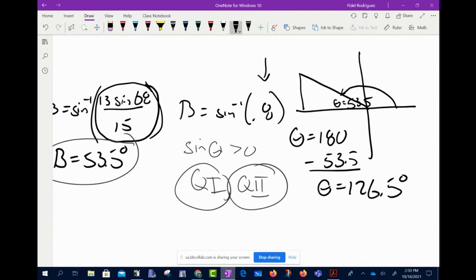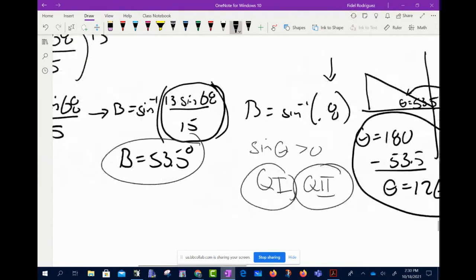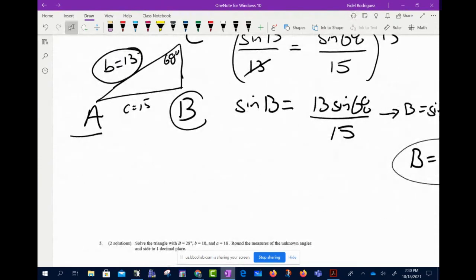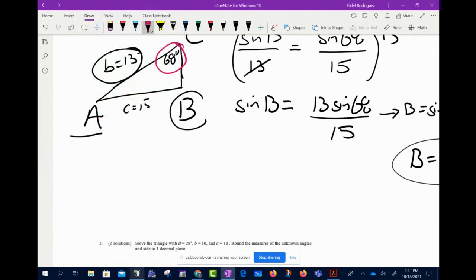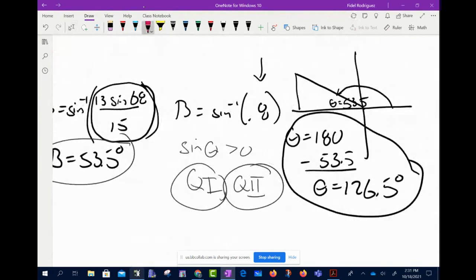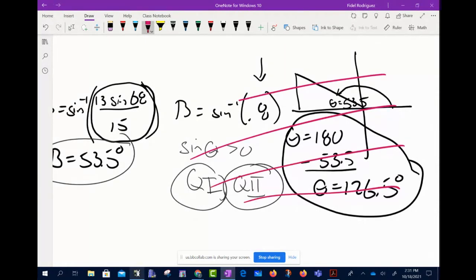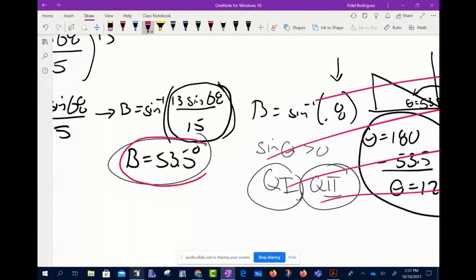And so I might say, hey, look, maybe I have a second triangle, okay? But look, if I come up with my other angle being 126.5, and I scroll back to my original problem, look at the angle that we already had. We already had 68, right? So let me clear this out here. So if I have 126.5 and I add 68 to that, I'm already over my 180. So what is that telling me? That's telling me that this part right here is not going to happen. This is going to be my only answer for angle B.